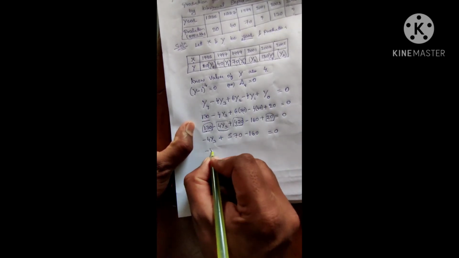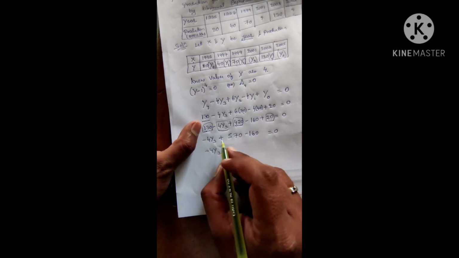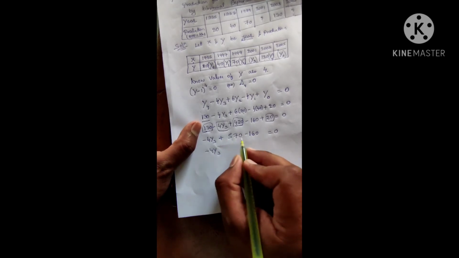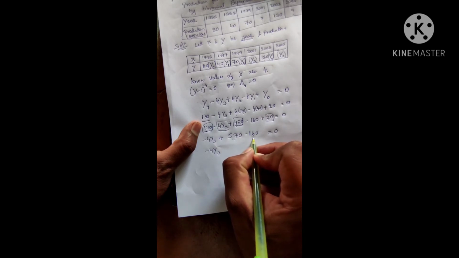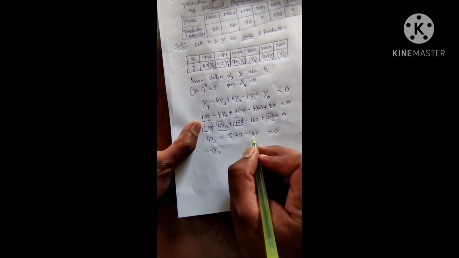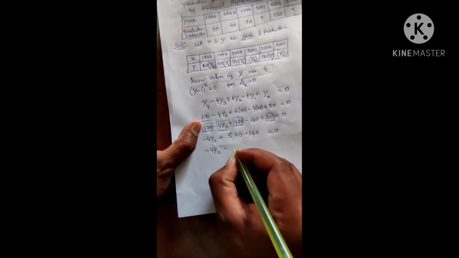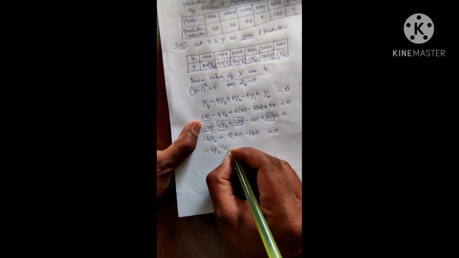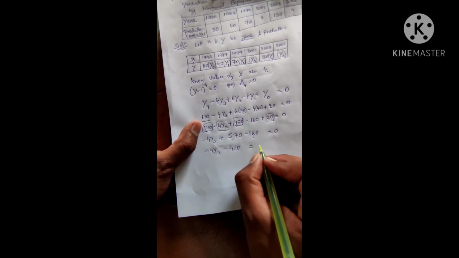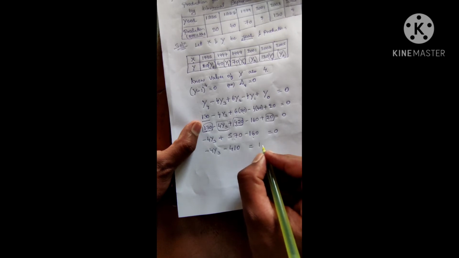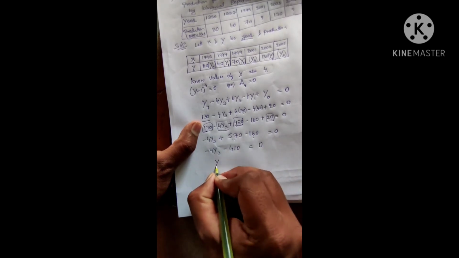Next we have to simplification of this, plus into minus. So first we have to less this one, 570 minus 160. We will get 410 is equal to 0. Next we have to simplification of this.